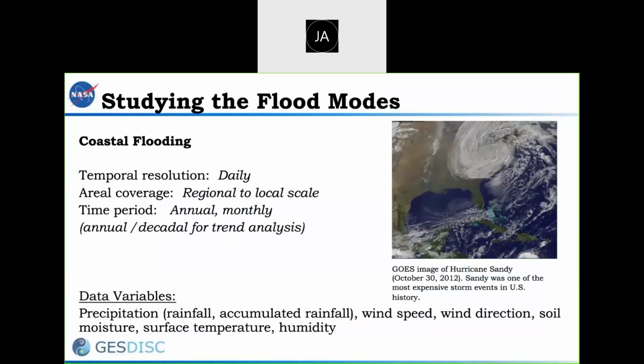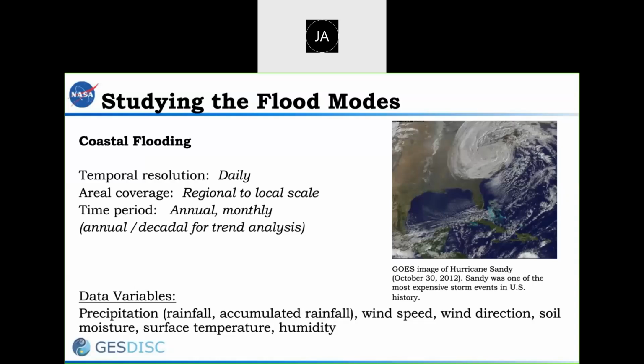Okay, the second flood mode, coastal flooding, tends to occur on a smaller, shorter time scale than seasonal flooding. So we think that the best temporal resolution would be daily data. Again, regional, storms can cover a large area, but down to local, if you're really looking at local effects, particular beaches, cities that can get flooded.